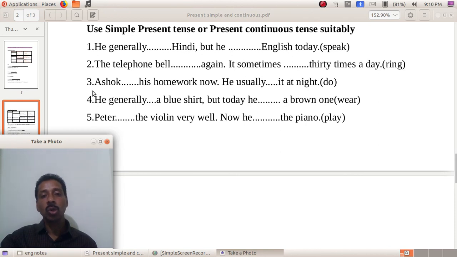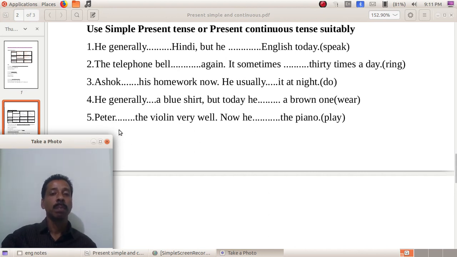Then the third one: Ashok dash his homework now. The word now shows that it is present continuous. So Ashok is doing his homework now. He usually does it at night. So that is his habit. So certain words give the clue that it is habitual, like usually, generally, etc. So here, he generally dash a blue shirt. So habitual. Wear is the verb given here. Wears, because here also he generally wears a blue shirt. But today, present continuous, he is wearing a brown one.